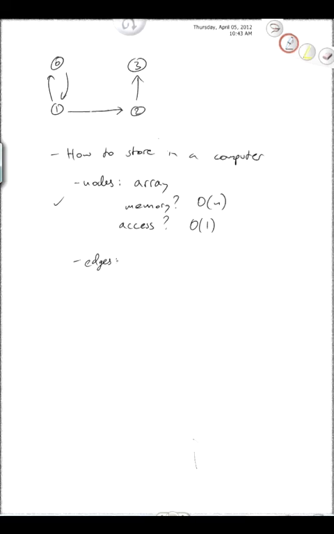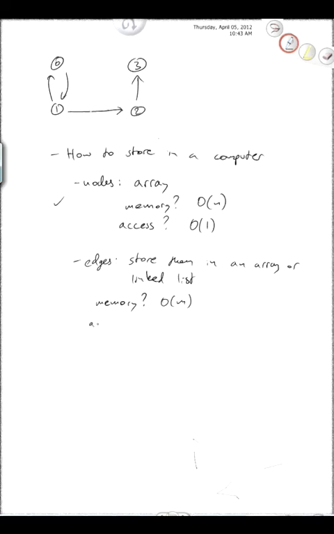So an initial kind of try that we might do is maybe store them in an array or a linked list. So let's see how well this particular idea works. So how much memory does this take? Well, I need to have one spot of memory for each edge, so O of m memory in general, regardless if we do it as an array or a linked list.